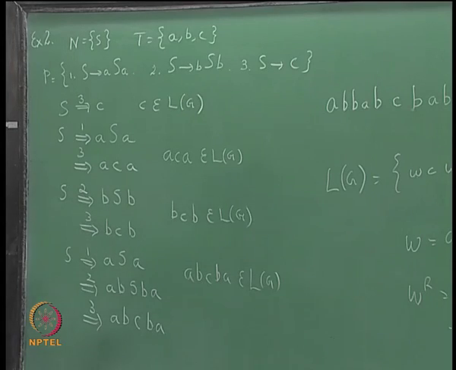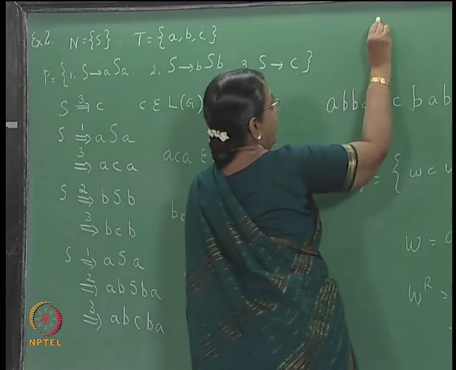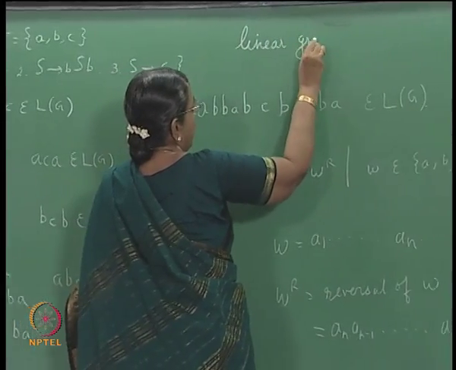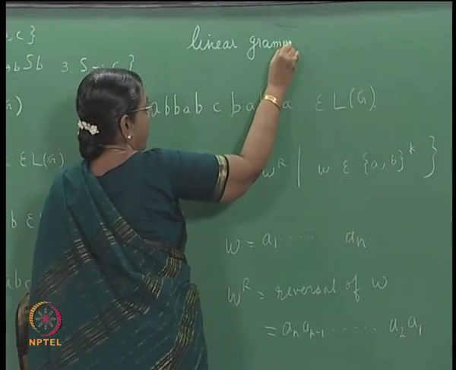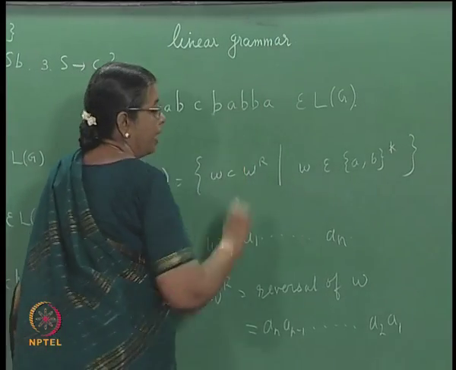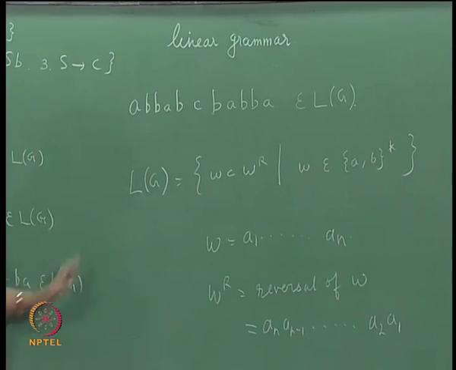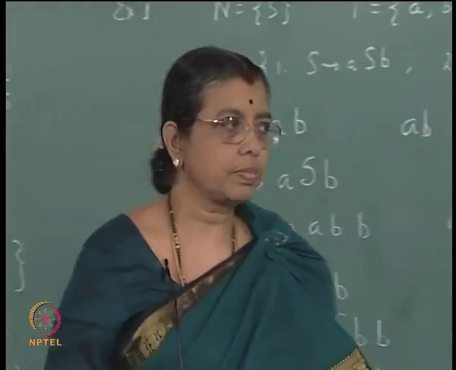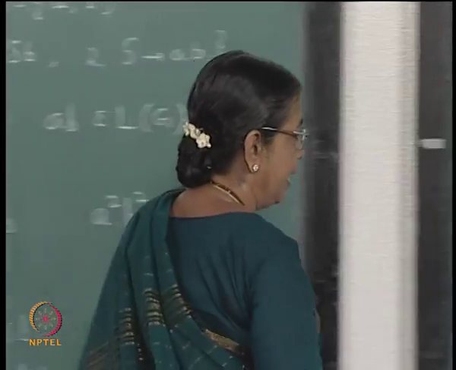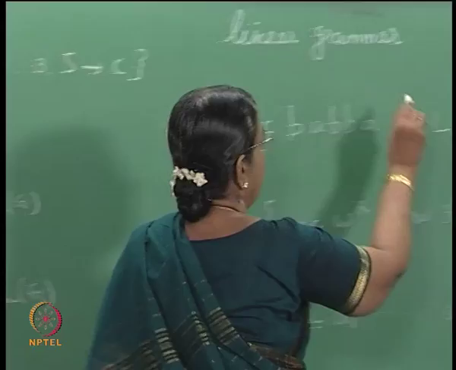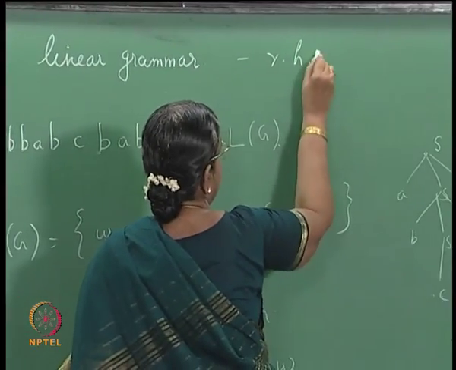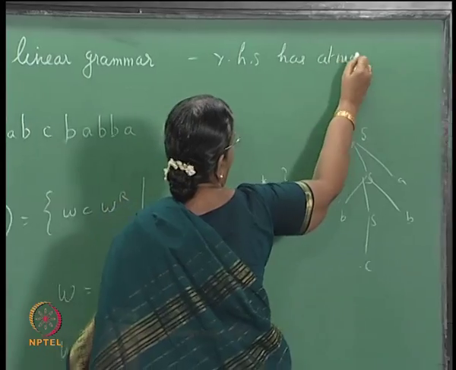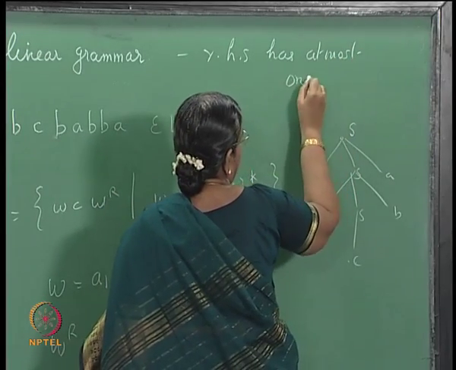Such a grammar is called a linear grammar, and the language generated is a linear language. The condition for a linear grammar is: the RHS has at most one non-terminal.